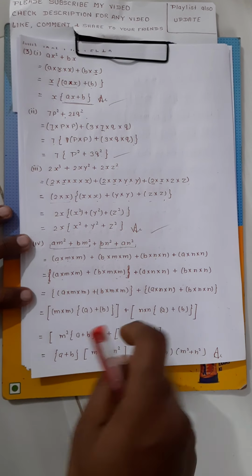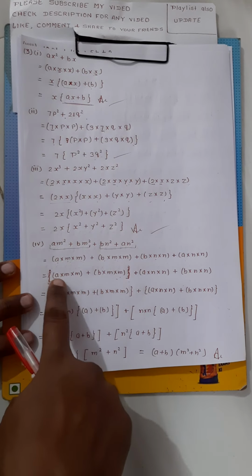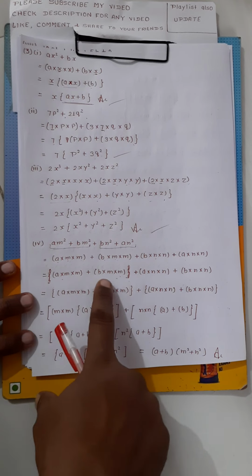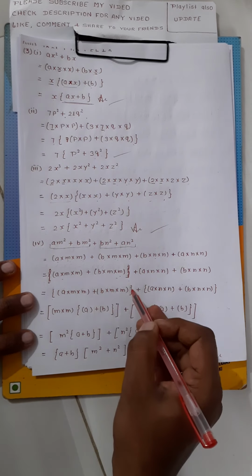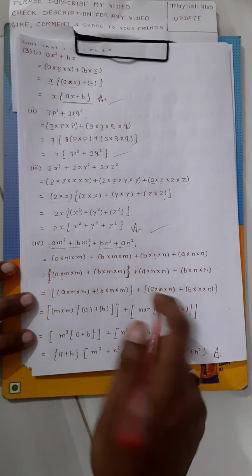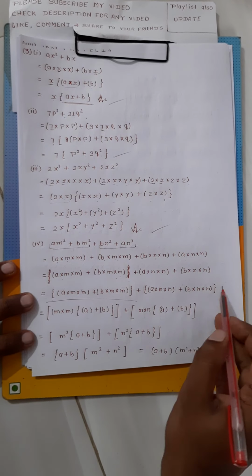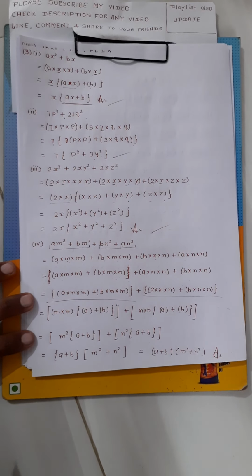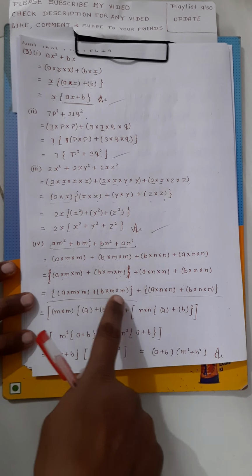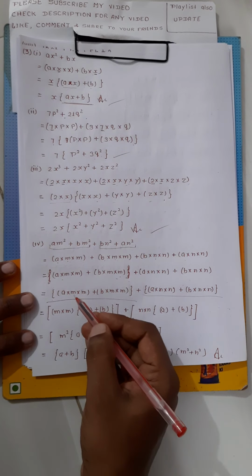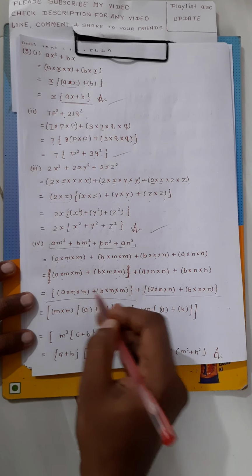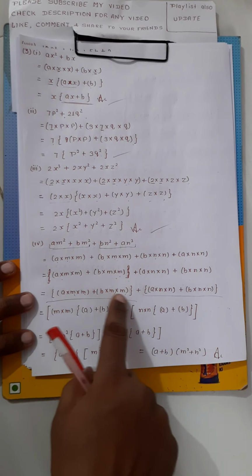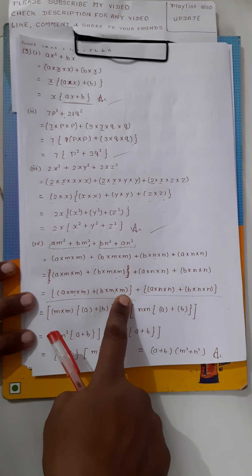Now for this, first of all we will make the groups. So a into m and b into m make one group, and by this bracket we make it one group, and by this bracket we make the second group. Now we will take out the common factor. Here m is here and also m is here, so m we can take out. Second m is here, second m is also here, so we can take another m. That means m² we can take as a common factor.